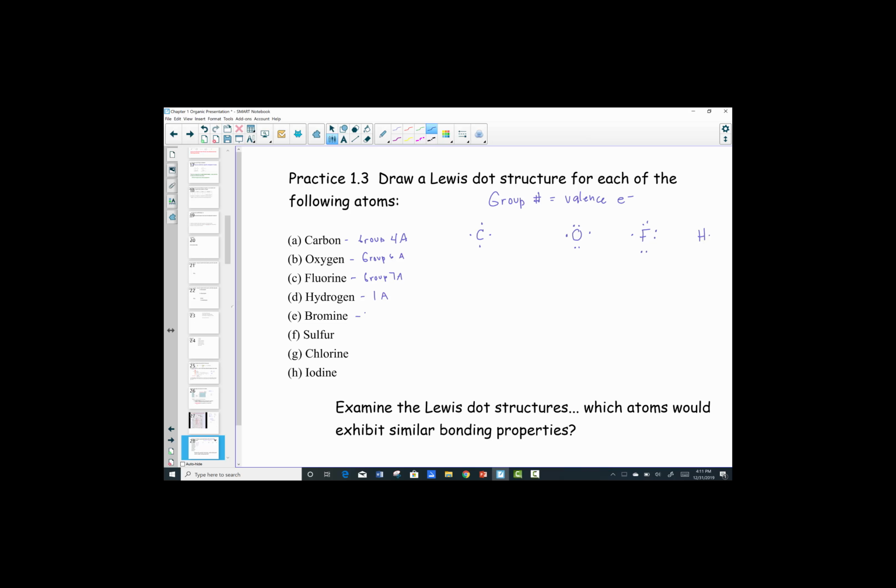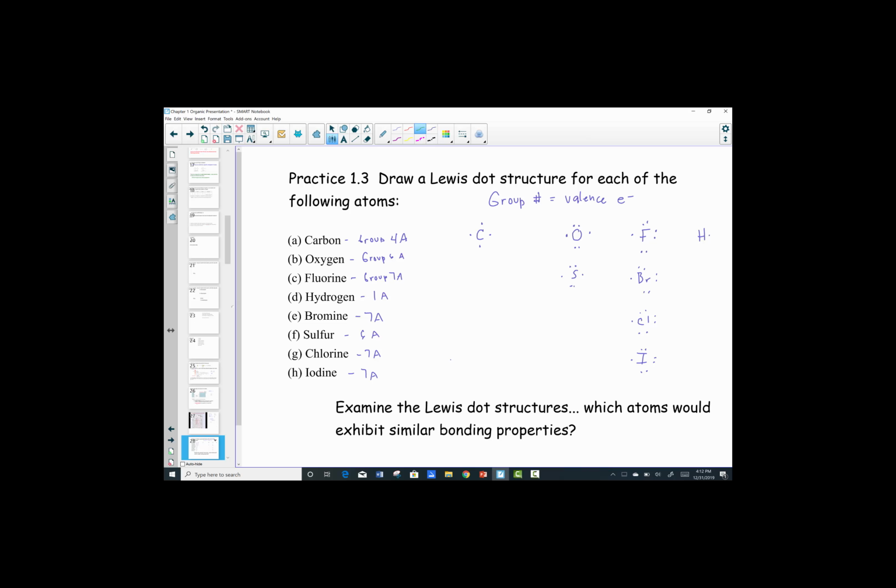Here's bromine in group 7A, so bromine will have a very similar dot structure as compared to fluorine, who's in the same column on the periodic table. Sulfur in group 6A. Sulfur also has 6 valence electrons, very similar to oxygen's dot structure. Chlorine, part of the halogen family, also with 7 valence electrons. And iodine, also in group 7A, so we would see 7 valence electrons.